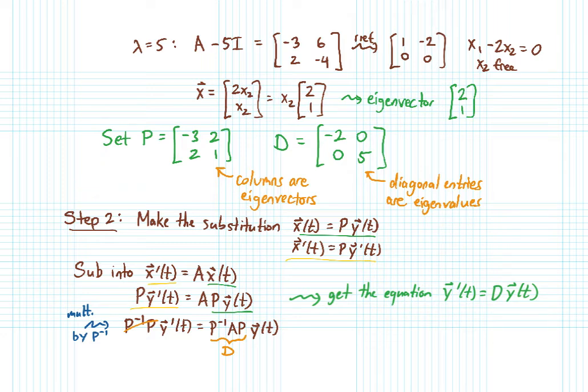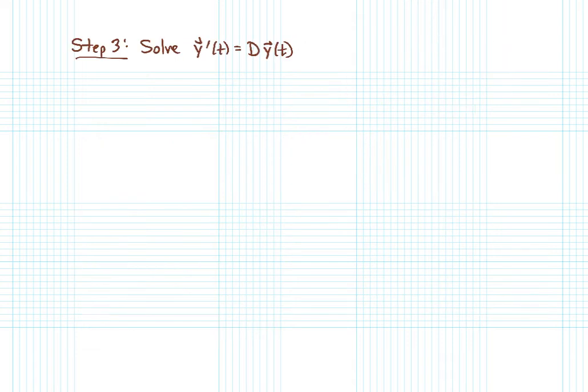But then once you do understand it, I think it's totally fair to just remember that when you make the substitution x equals py, it turns the equation x prime equals ax into the equation y prime equals dy. Okay, so now we can move on to step 3, which is to solve y prime equals dy.